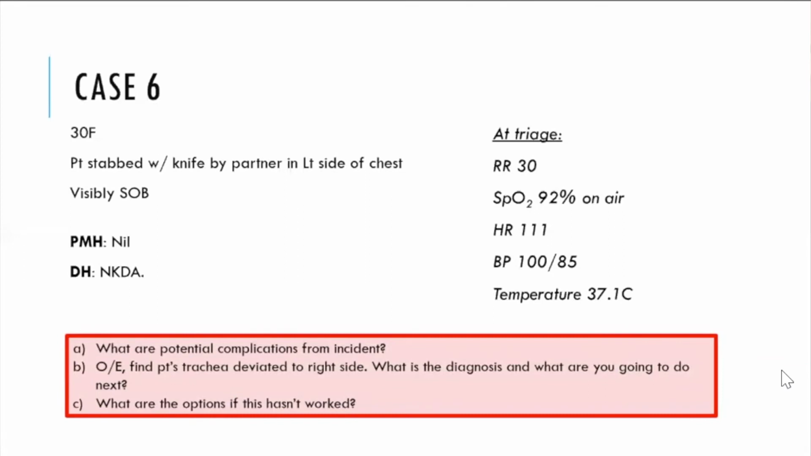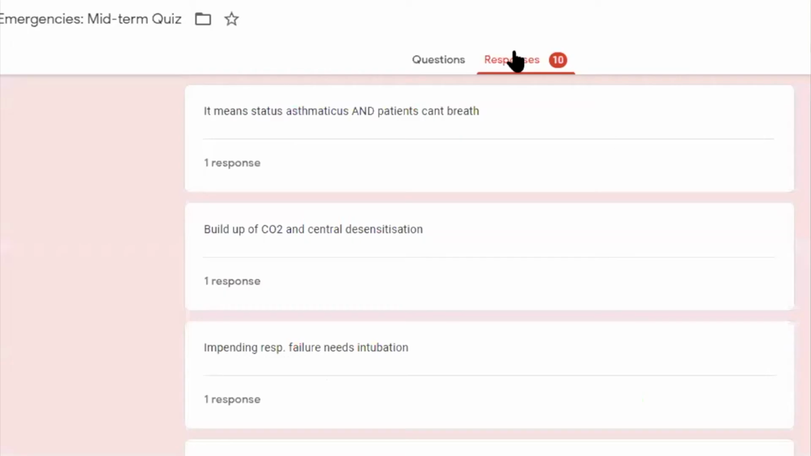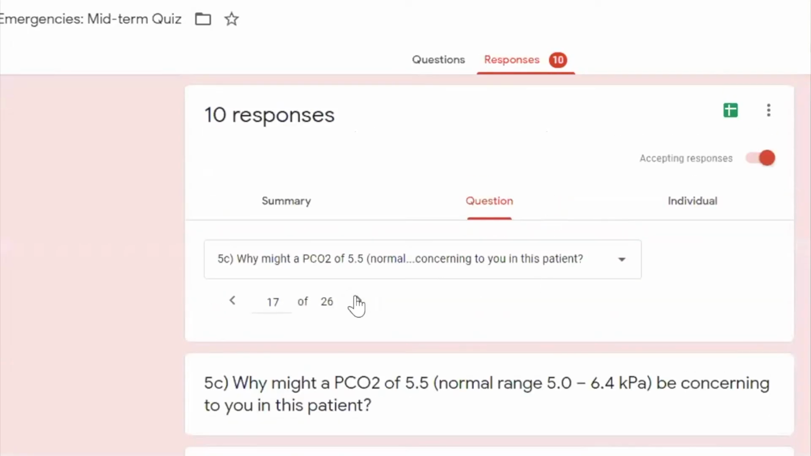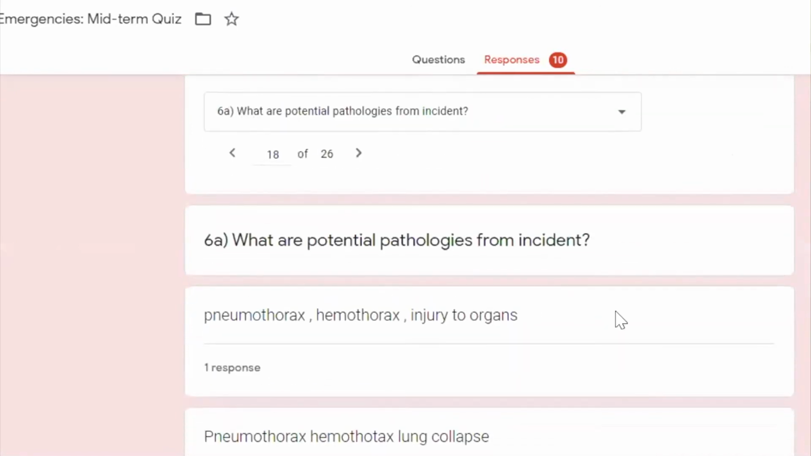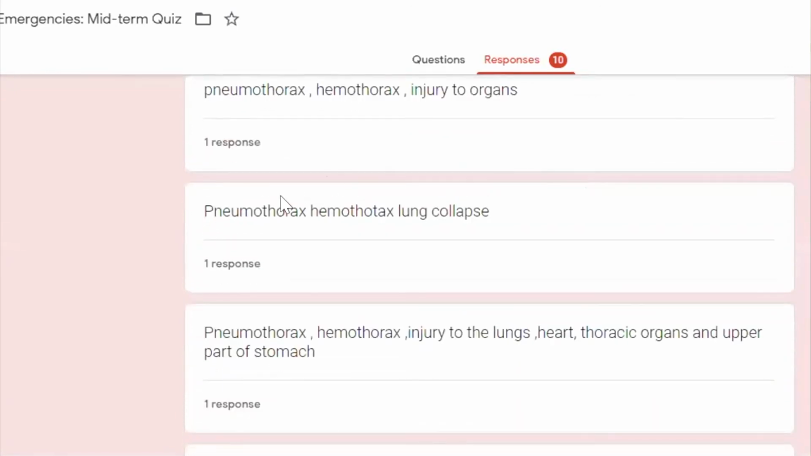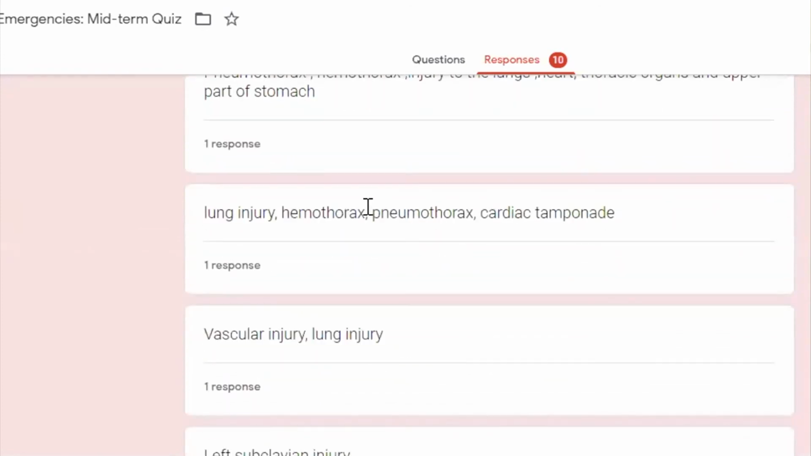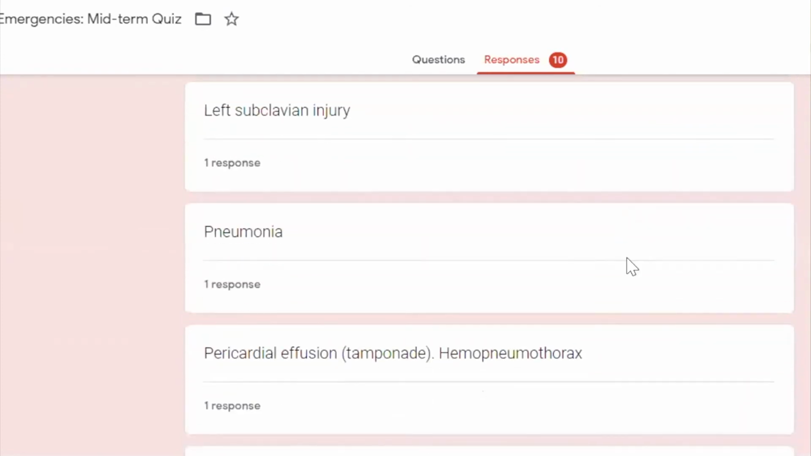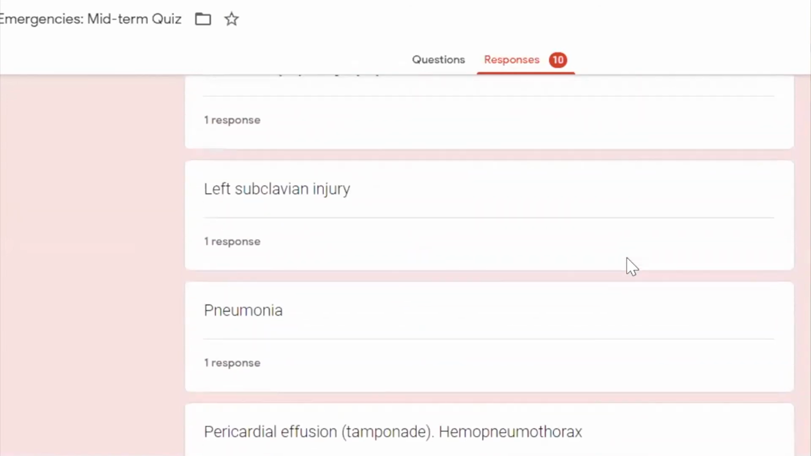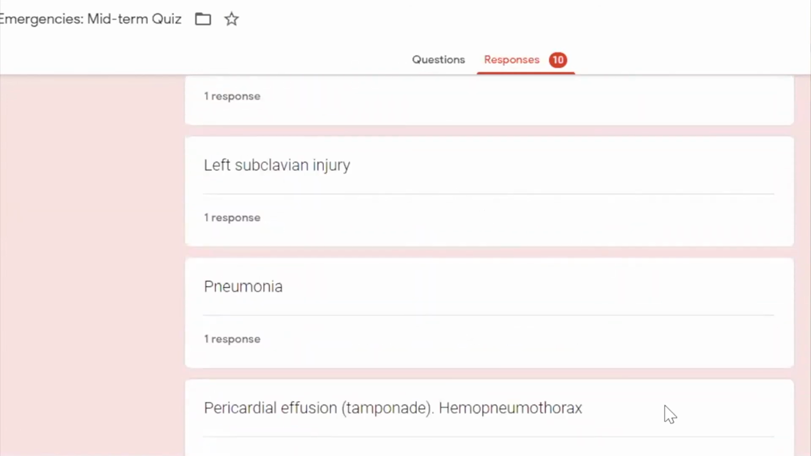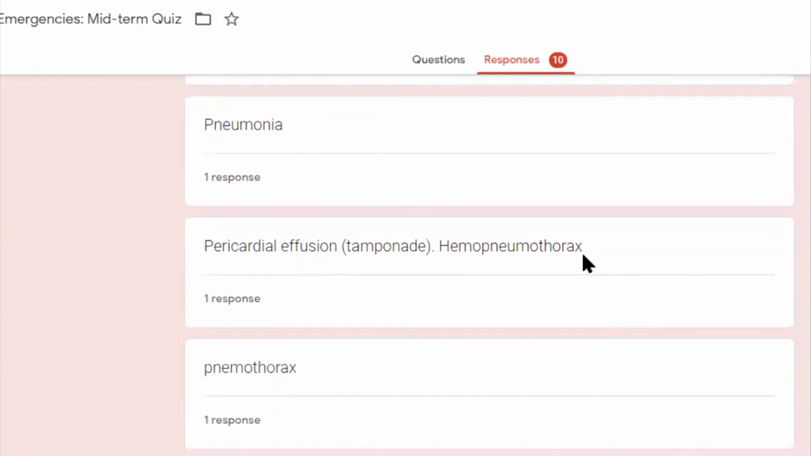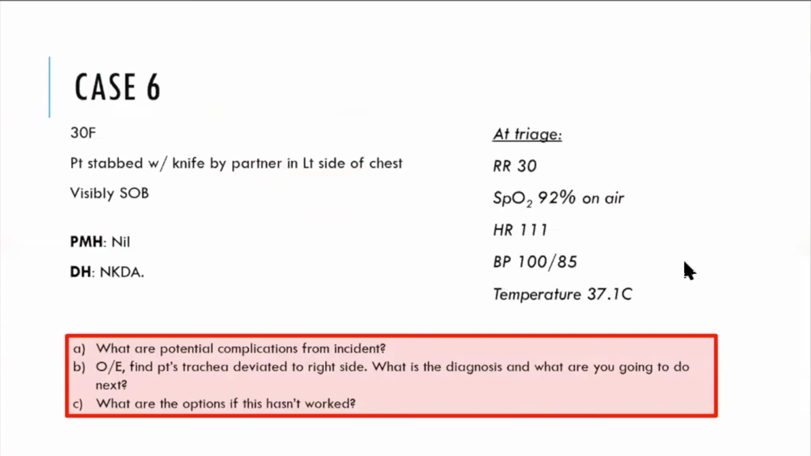So if someone's been stabbed by a partner in the left side of their chest with a knife, what do you think might happen? So we'll go and see what you guys said. Potential pathologies: pneumothorax, hemothorax, injury to organs, absolutely, yeah. Lung collapse, injury to lungs, heart, thoracic organs, upper part of stomach, yep, spot on. Tamponade, left subclavian injury, yeah, can be, absolutely. So to the great vessels, effusion and tamponade, pneumothorax, spot on.